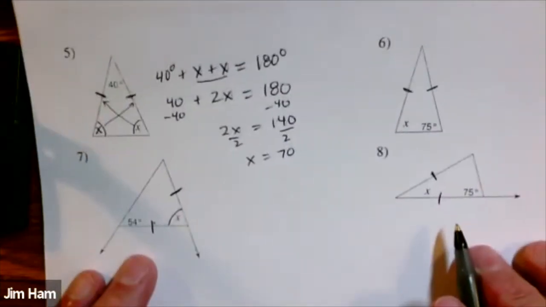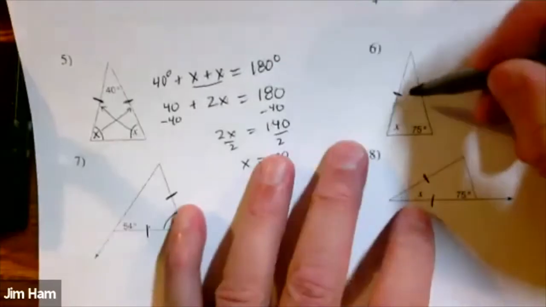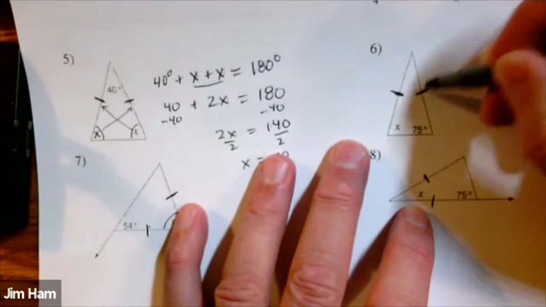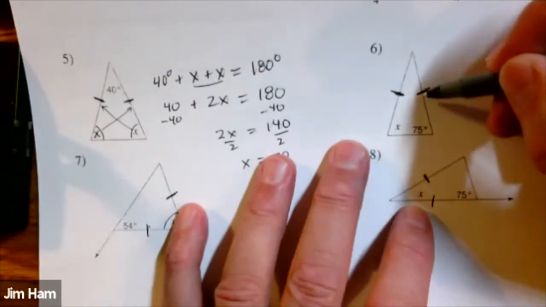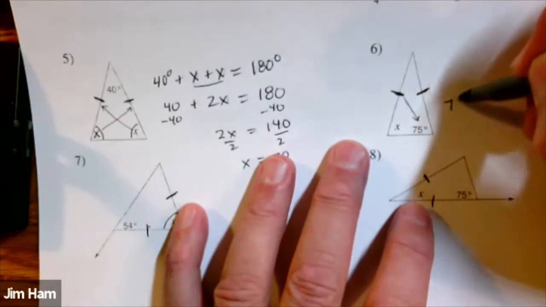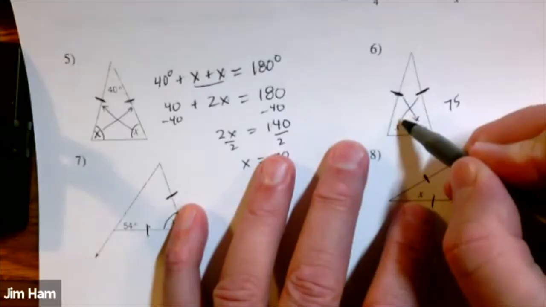What about number 6? What's the value of x? Go ahead and write your answer in the chat. Okay, good. Again, these markings here mean that these two sides are the same, have the same length. So that means that the angle opposite those must also be the same. So the 75, which is the angle opposite this side, must be the same as x, 75.